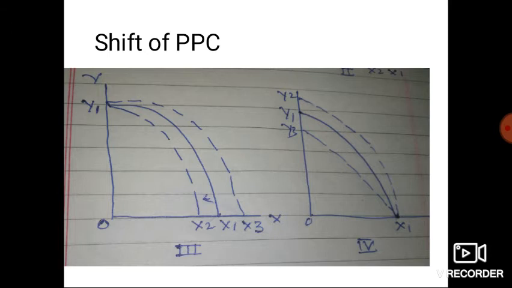Now there are two more cases. You will see case number 3 and case number 4. In case 3, you will see that the production of commodity Y is constant, but the production of X is changing, increasing or decreasing. Now, what are the reasons for this type of change?